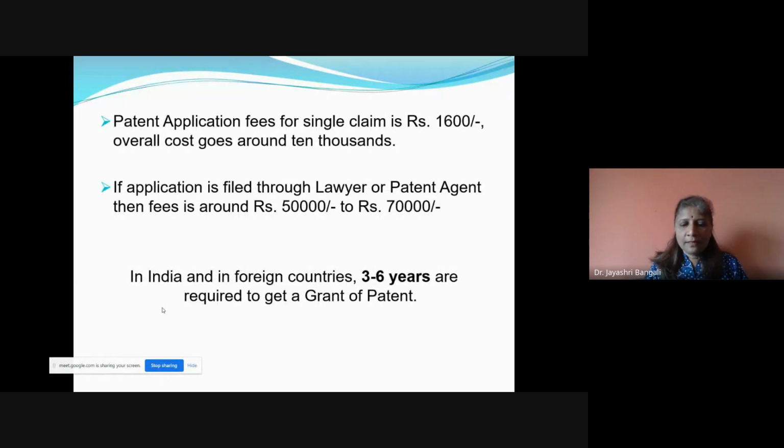Then, as I said, the patent application fee is 1600. Now it has, I think, increased a little bit, but it is around 2000. And if the application is filed through a lawyer or patent agent, it is 40,000 to 70,000, and 3 to 6 years are required to grant a patent in India and in foreign countries also. So it's a long process.